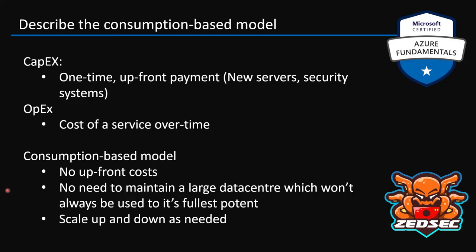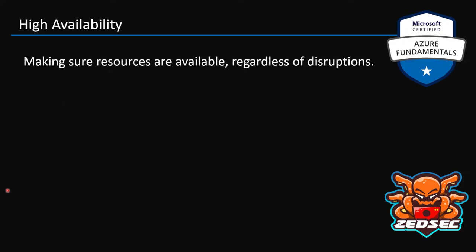With the consumption-based model, which is what Azure runs off of, there are no upfront costs. There's no need to maintain large data centers, which won't always be used to their fullest potential. You can scale up and down as needed. High availability is basically making sure resources are available regardless of disruption.